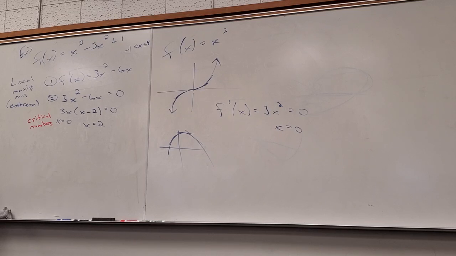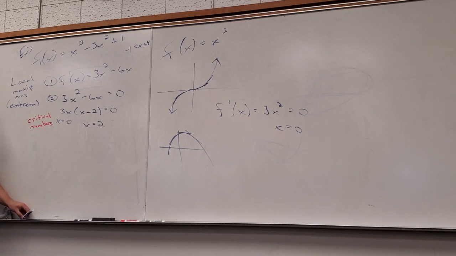So it's where the slope is 0 or undefined. In this case, it couldn't be undefined. But in general, where the slope is 0 or undefined. I like it. Okay.